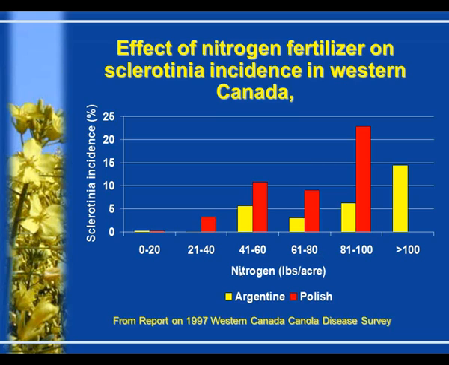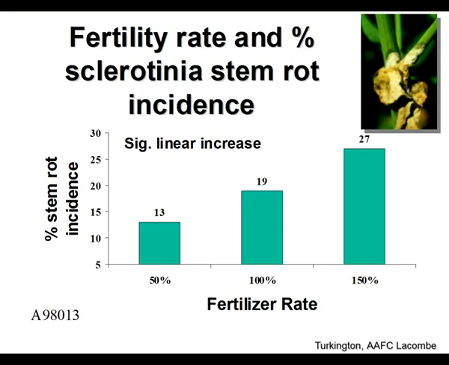Some of the factors related to Sclerotinia, and again I'm going to go through this fairly quickly. This is some work from a survey back in the mid-90s looking at nitrogen rate. Basically, as you increase your nitrogen rate, you're simply promoting a denser crop canopy, and that results in a more favorable microenvironment for disease. So higher levels of disease with higher levels of nitrogen. And we see that in some of the work that we've done here at Lacombe. This is 50% of soil test nitrogen, 100% of soil test nitrogen, and 150%. We double our level of Sclerotinia by going from 50% of soil test nitrogen to 150%.